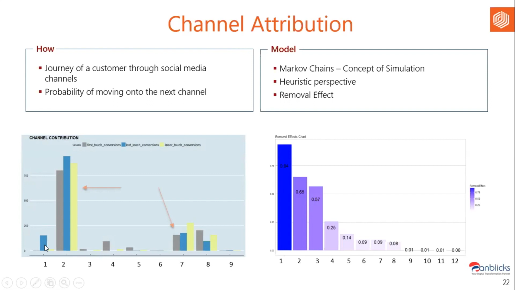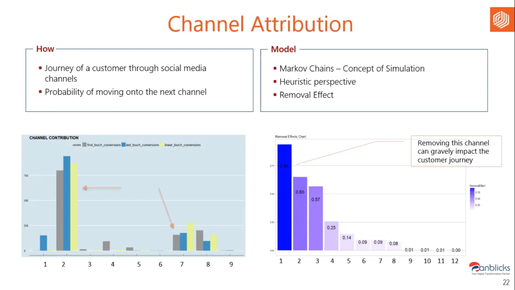So channel number 1 looks very important because it's the channel which could have influenced the decision of the lead. So when we study the removal effect, channel number 1 has scored the highest, and it means that if channel number 1 is removed, it would affect 94% of the leads, followed by channel number 2, which would affect 65% of the leads. And to do this, we have used only those leads which have converted in the past, and this was very useful in understanding the behavior of the leads coming from different channels, or the importance of the channel.